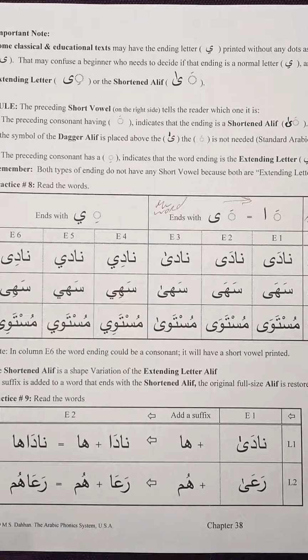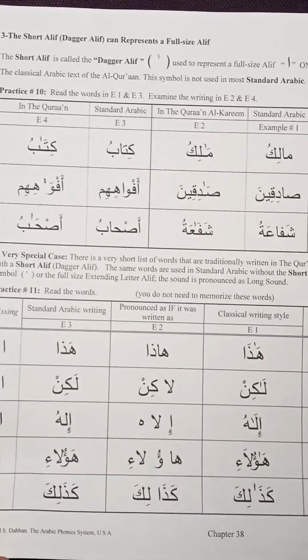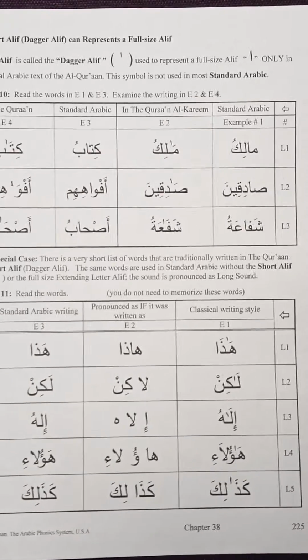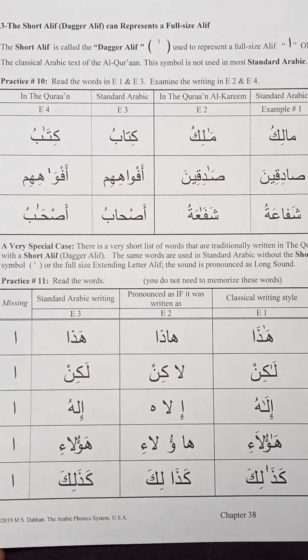All right, I will skip this. It says, let me prove to you that the shortened alif is a shape variation of the extending letter alif. I don't want to do this, it's not important. If you have the book, you can read it, it's very clear, but otherwise, don't worry about it. Okay, here we go. Let me get to this quickly.